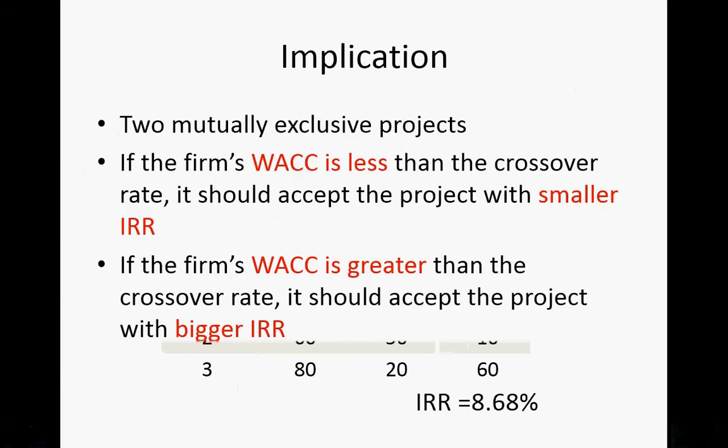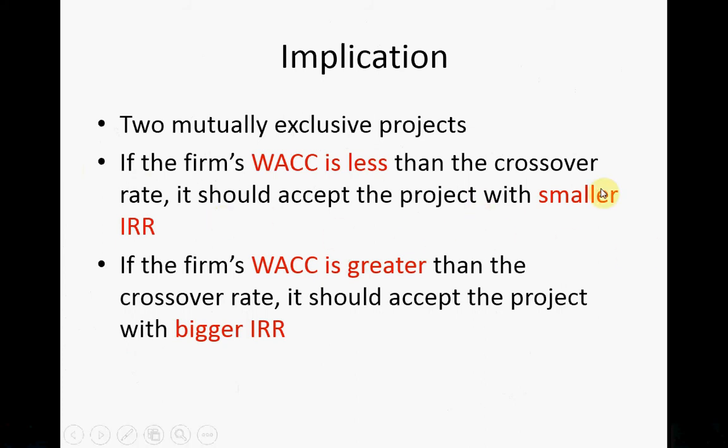So the implication here, as I said earlier, if you have two mutually exclusive projects, you can only choose one out of the two. Your decision really depends on the value of WACC. If the WACC is less than the crossover rate, you accept the one with a smaller IRR, and if WACC is greater than the crossover rate, you accept the project with bigger IRR. And the crossover rate is determined by the cash flows. So that is already a set number.